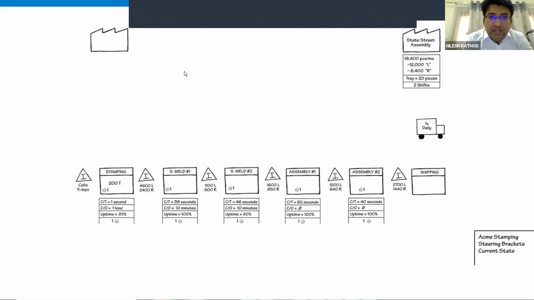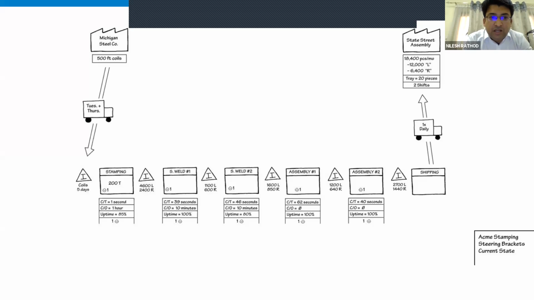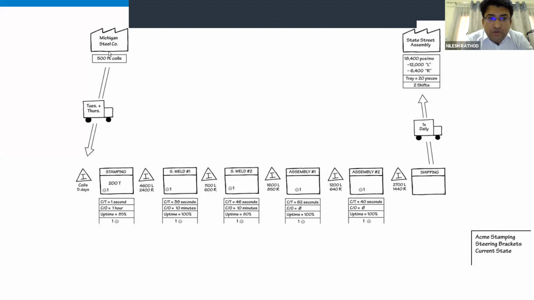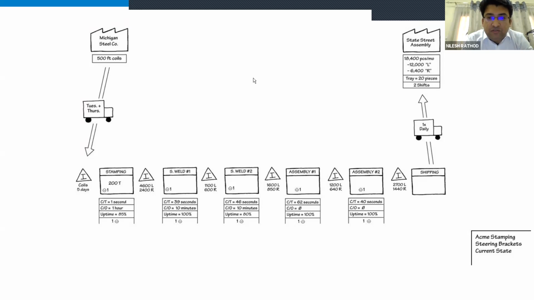So who is our vendor or supplier? Michigan is our supplier, which produces coils, and twice a week, Tuesday and Thursday, they supply the raw material. So this is a shipment, and this is a shipment from our shipping department to the customer, and this is the vendor who is producing the coils and supplying twice a week. Now let's complete the information flow.